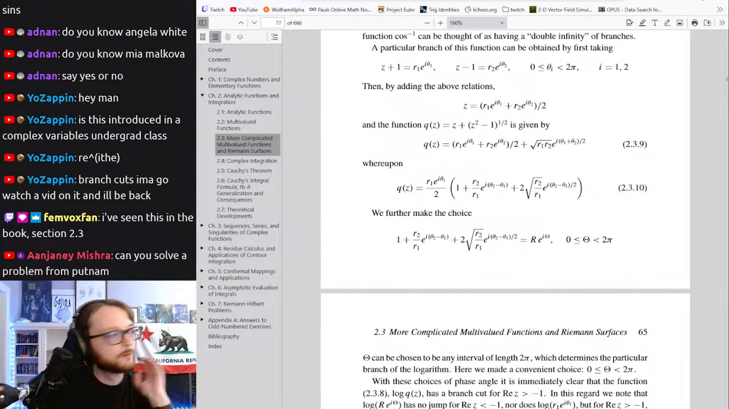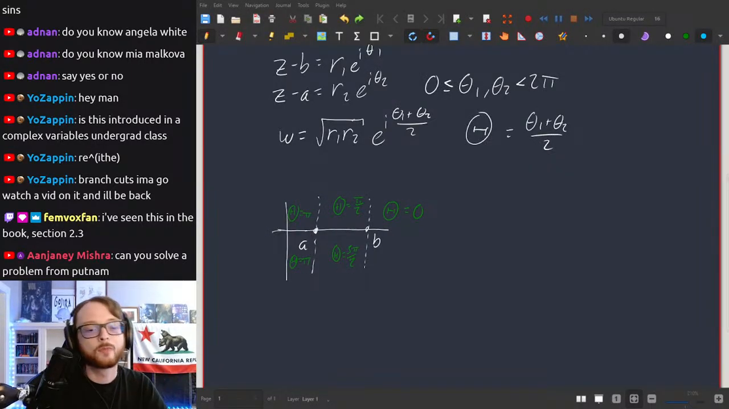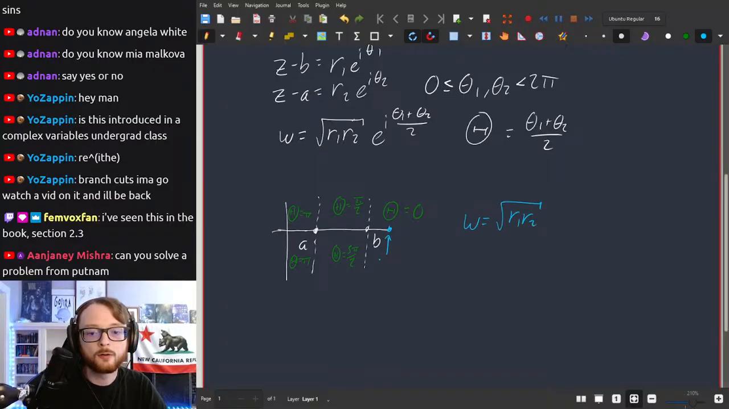Wait. If we're approaching this point from below, that means W is equal to root R1 R2, e to the i 2 pi plus 2 pi over 2. So actually, that does get us back to 2 pi. So that contour is okay.